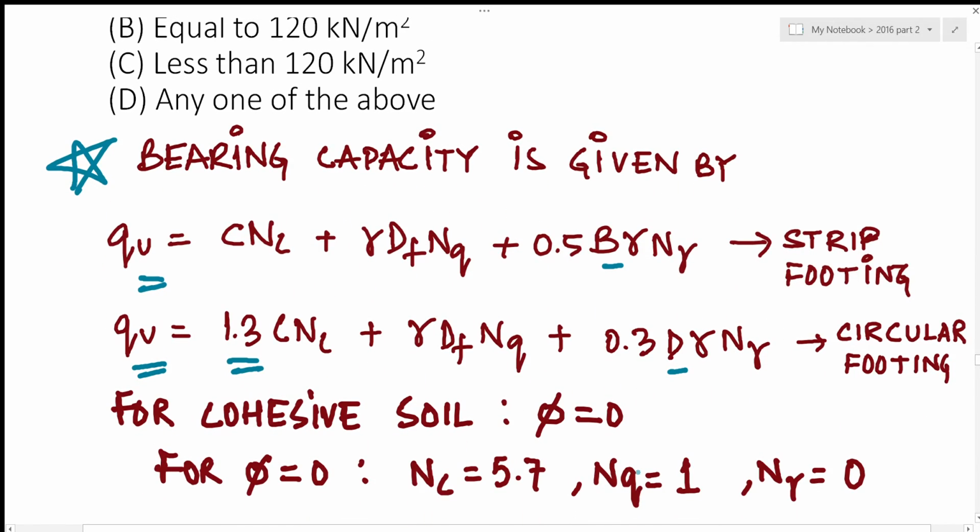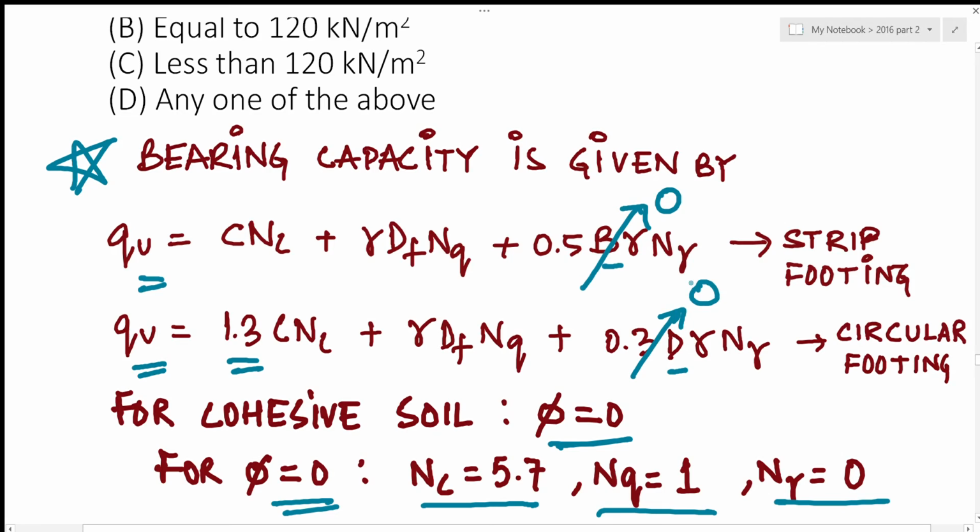Now for cohesive soil, phi is 0. So for phi equal to 0, the Nc value is 5.7, Nq is 1, and N gamma is 0. So this particular part is out of question. So the parts which are important are these.